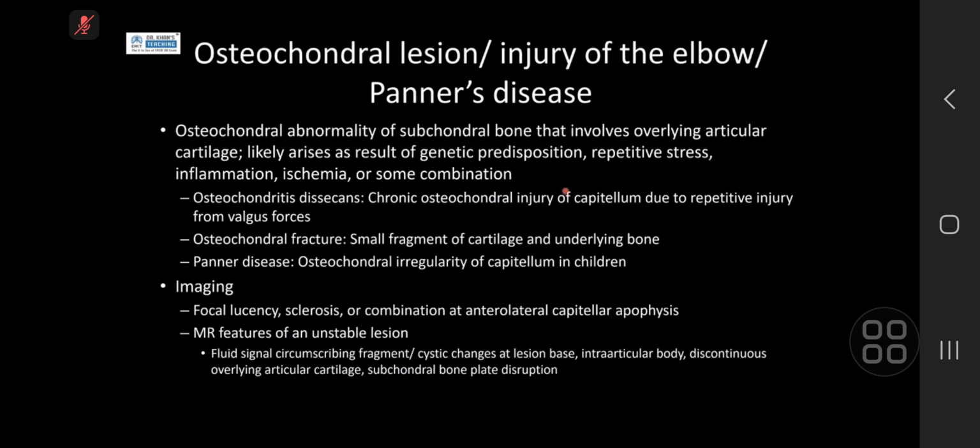I think we've mentioned a lot of this. People don't know, was it due to genetics, repetitive stress, ischemia, some combination? Osteochondritis dissecans, some call it chronic osteochondral injury, and then fracture or defect, as I call it. The important thing to take away here is that you are looking for features of an unstable lesion. It can happen in the knee, it can happen in the elbow, and you're looking for fluid signal or cystic changes around the fragment, of course a free-floating fragment within the joint as an intra-articular body, and discontinuous overlying articular cartilage.